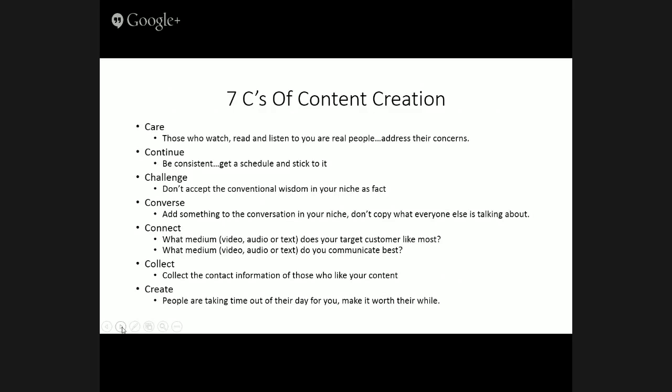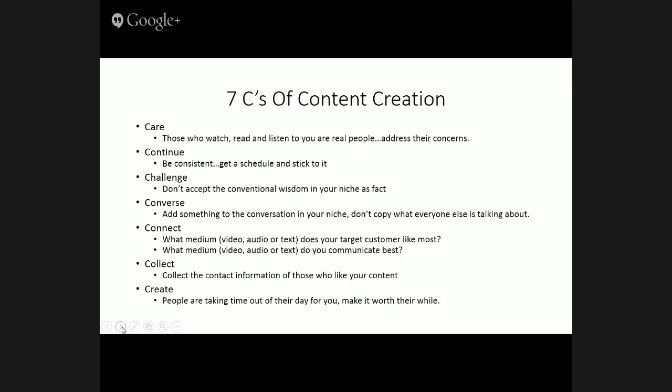Continue, right? Which is basically about consistency. So content creation means that you have to be consistent at it. Even if you do a once a month blog post, do it once a month, right? Be consistent about that.